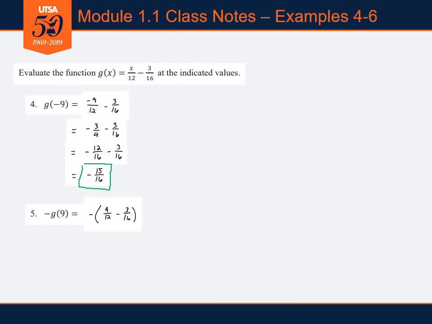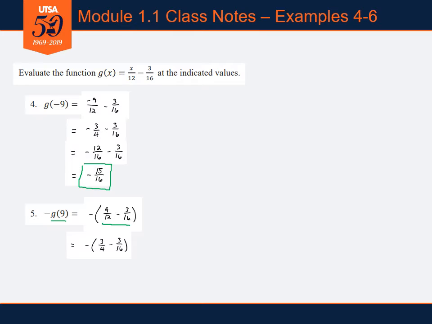And here's how I'm going to show that using my notation. What's inside the parentheses here is g of 9. I went back to the function g and plugged in 9 for x. That's 9 over 12 minus 3 over 16. And then using parentheses, I'm going to say, take that whole result and make it negative for -g of 9. All right, so let's work what's inside the parentheses first, reducing 9 over 12 to 3 over 4, much like we did in question number 4.